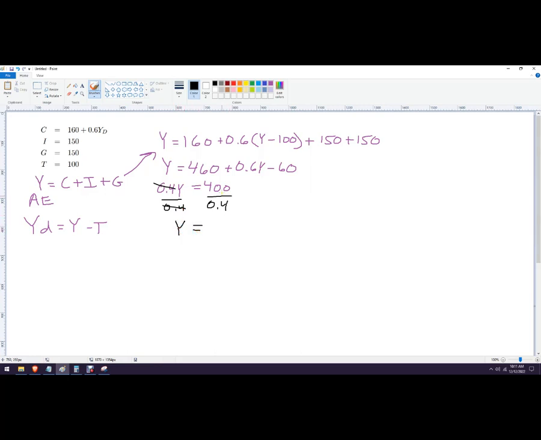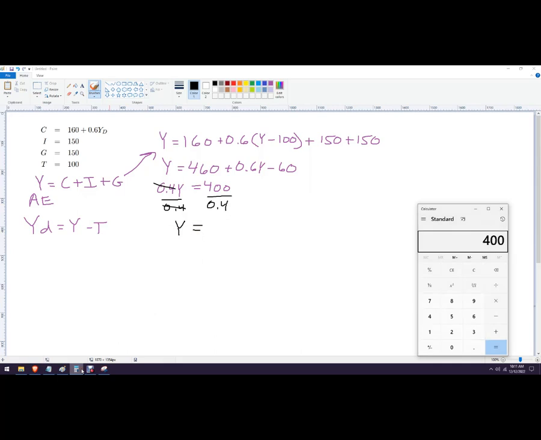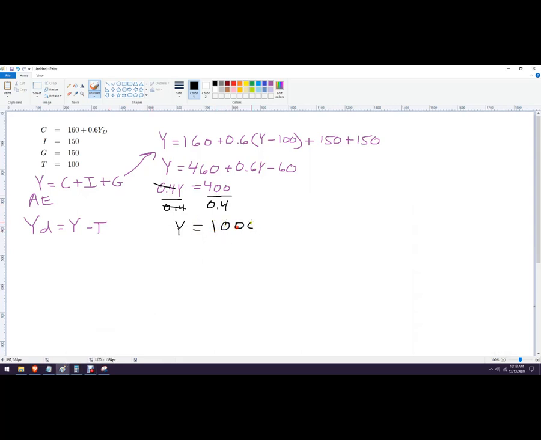Y is, in this case, I just want to make sure I get it right. Don't make a mistake with the camera's rolling. That's 1,000. And so this would be 1,000. 1,000 is the aggregate expenditure in this economy. It is also the total income, because spending equals income. One person's income comes from another person's spending, or vice versa. One person's spending creates somebody else's income.